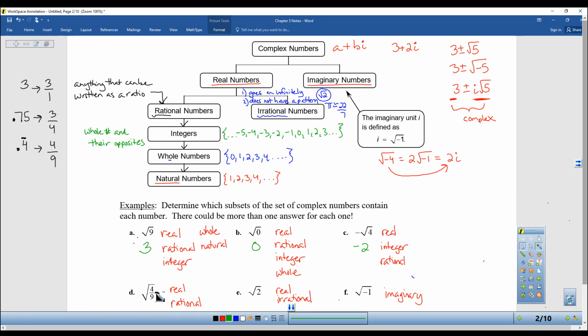Square root of 4/9 is equal to 2/3, which is real and rational, but it's not an integer, a whole number, or a natural number because it's a fraction, so it stopped at being a rational number. Square root of 2 is the example I gave you for a number that was real but irrational, and by definition, the square root of -1 is i, which is imaginary.